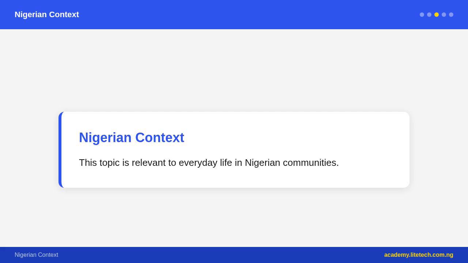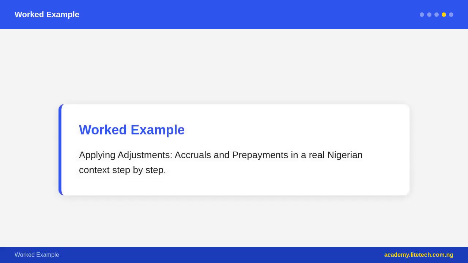Summary table. Accrued expense, P&L equals add to expense, balance sheet equals current liability. Prepaid expense, P&L equals deduct from expense, balance sheet equals current asset. Accrued income, P&L equals add to income, balance sheet equals current asset. Deferred income, P&L equals deduct from income, balance sheet equals current liability.